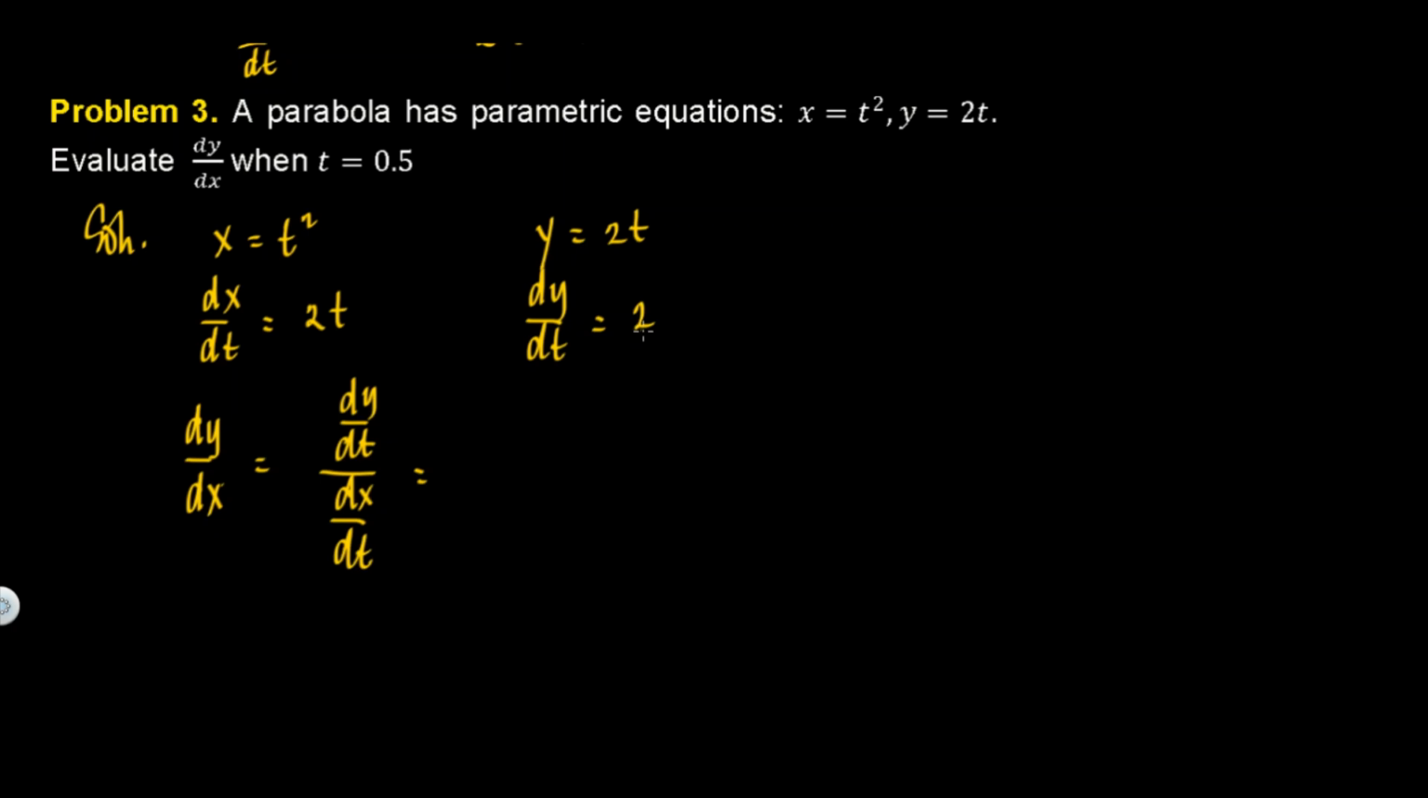And dy over dt is 2. Then dx over dt is 2t. So this is equal to 1 over t. When t is 0.5, dy over dx is 1 over 0.5, or 1 over 1 half, which is equal to 2. So this is the answer. Madali lang, no? Okay, number 4.